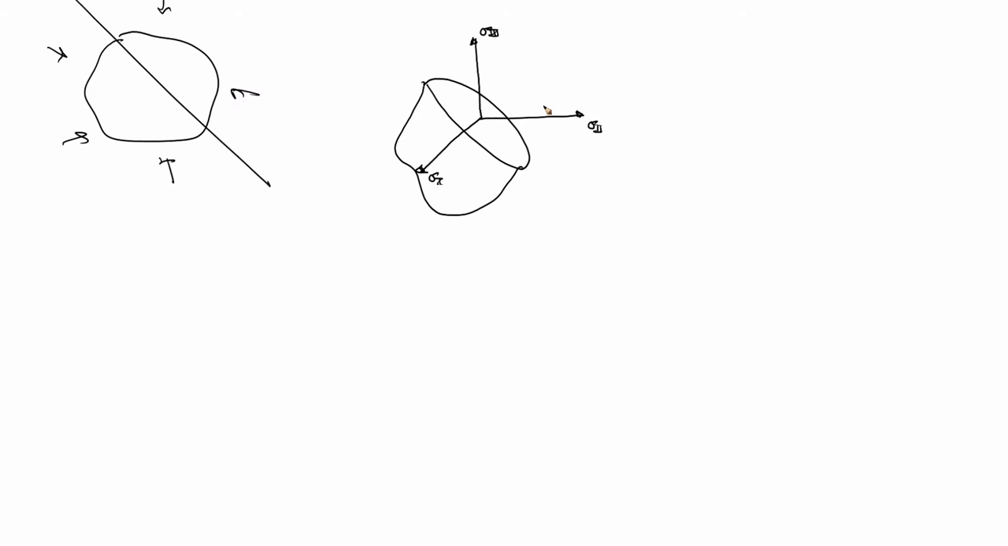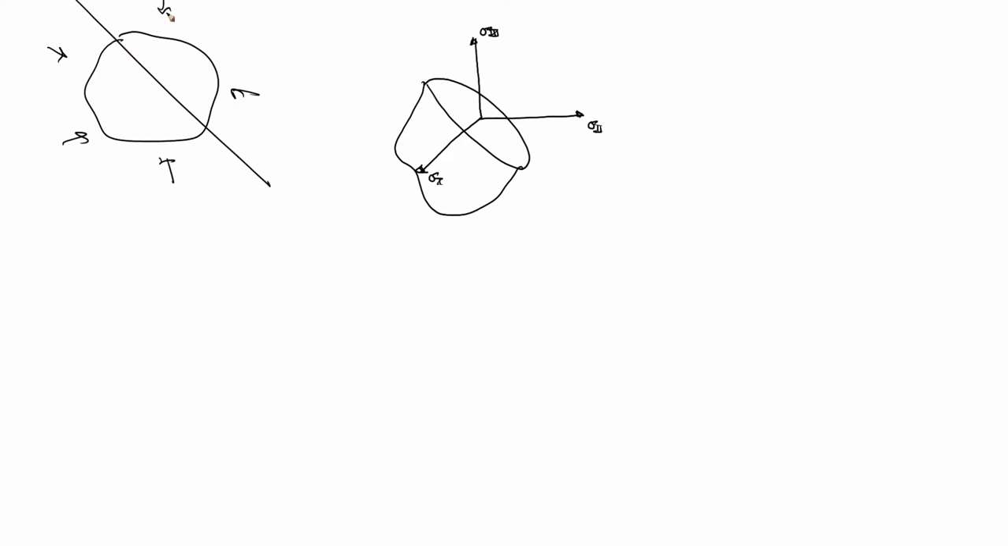So what's special about the principal stress axis, in terms of the way the stress tensor looks? Another way to say it, there's no shear, right? In that axis, there's no shear. It's all normal stresses, right?